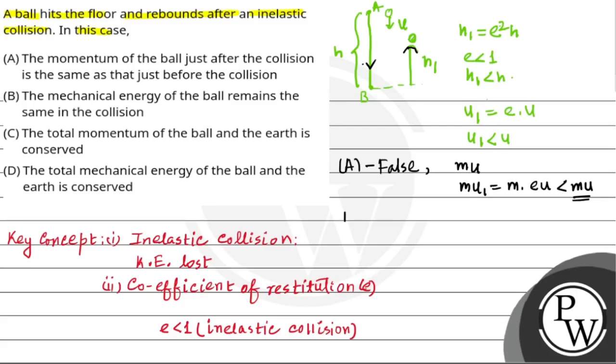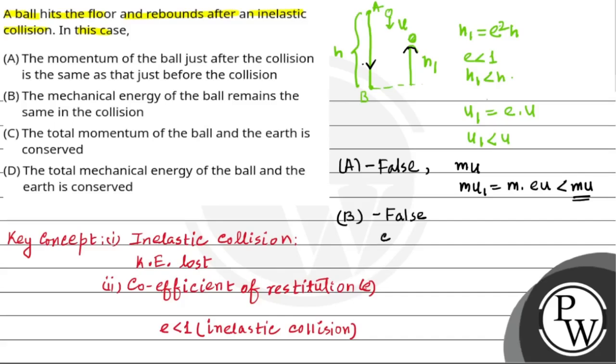Option B says the mechanical energy of the ball remains the same in the collision. This is false too. Why? Because it is an inelastic collision. इनलास्टिक कॉलिशन में हमने पहले ही डिस्कस किया कि काइनेटिक एनर्जी कुछ लॉस होता है, ठीक है। अब यहाँ से हम देख सकते हैं कि the height it rises after collision is also less than the height it falls from before collision, right? So potential energy is not conserved as well. So the mechanical energy of the ball does not remain same in the collision, right?